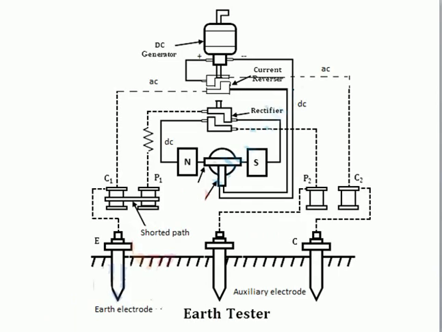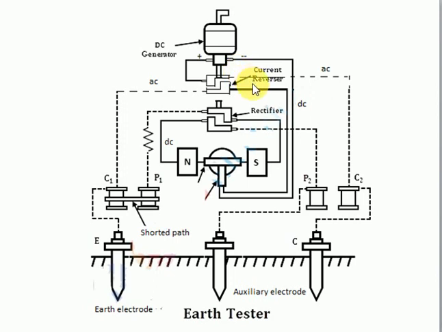So this is the complete diagram of an earth tester. Now here we can see the DC generator, which is called a hand driven DC generator. Actually the power is generated by driving this armature with the help of our hand. So that DC is generated. Then we use here a current reversal.